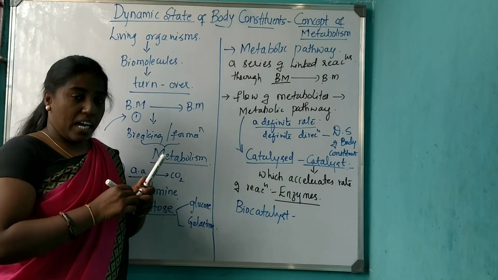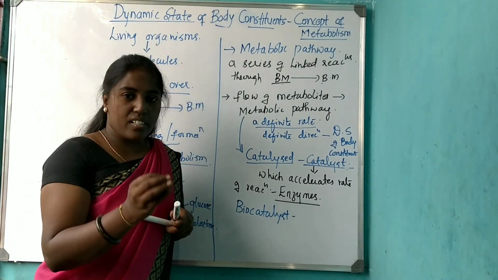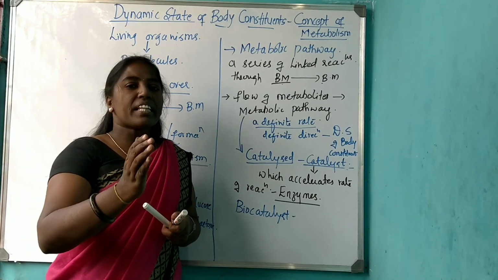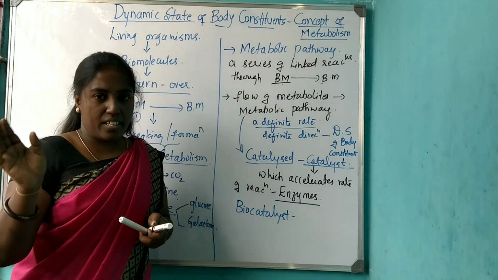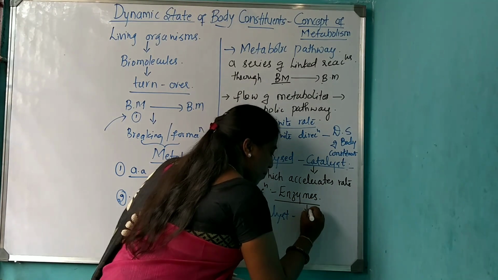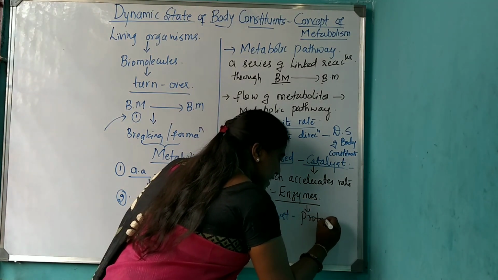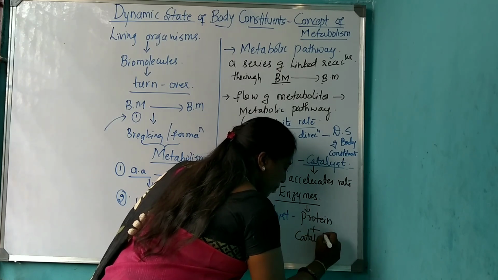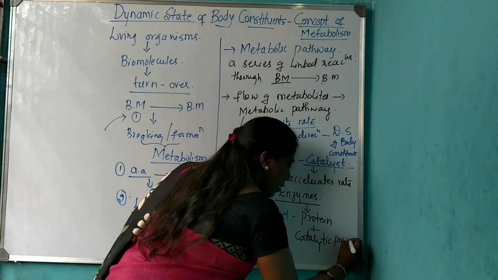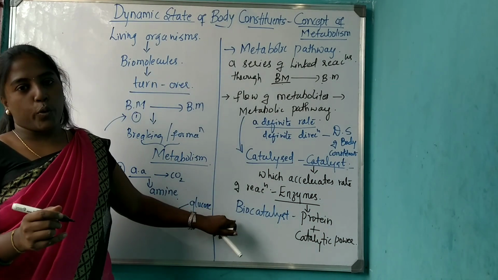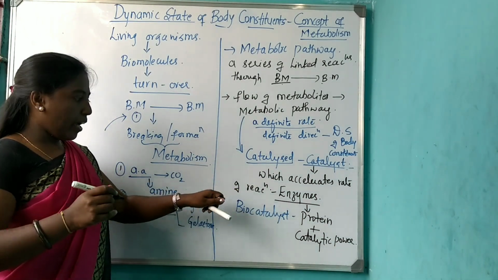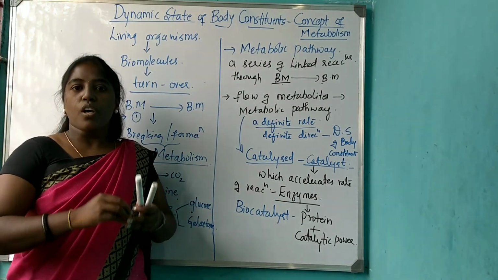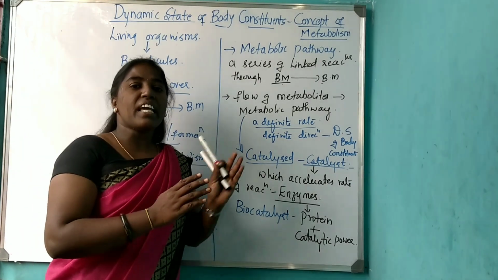These enzymes act as a catalyst, or they possess catalytic power, and all the enzymes are made up of proteins. So all the enzymes are made up of what? Proteins, and they possess catalytic power. Catalytic power is called the biocatalyst. Is it clear? All the reactions occurring in the living organisms are catalyzed by the enzymes.